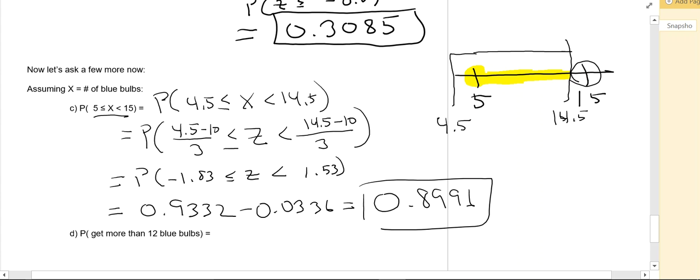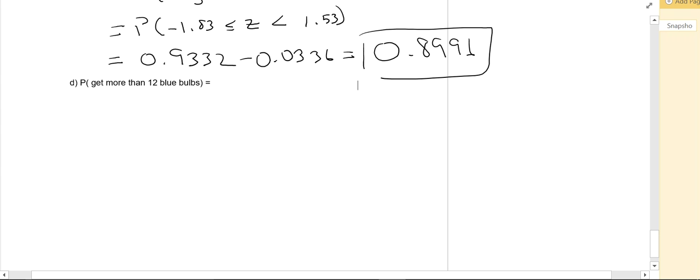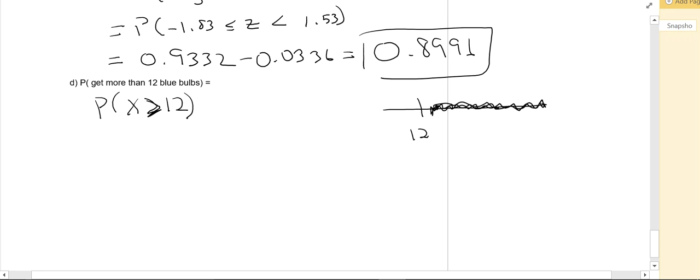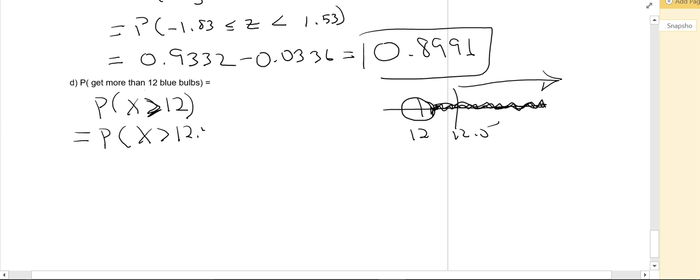All right, the last one, the probability I get more than 12 blue bulbs, more than. Looking at my number line, I have to be above 12. I'm going to just do it this way. Sometimes we get a little too fancy with the colors, right? But I don't want to include the 12. I want more than 12, right? So if I don't want to include 12, I'm going to have to go up to 12.5. So I'm going to replace this with the probability of x being greater than 12.5.